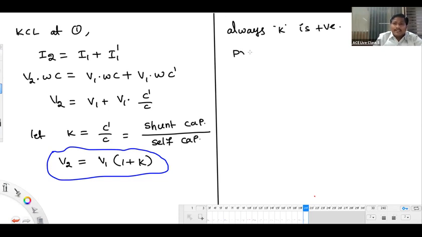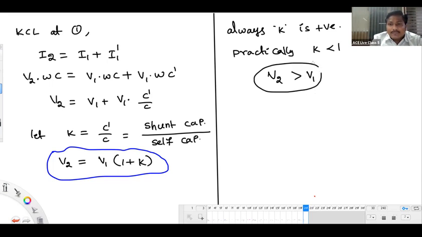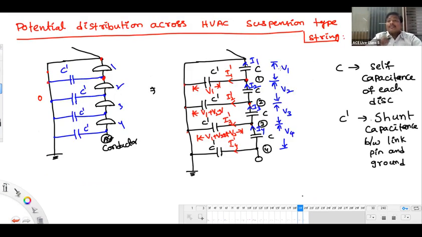You write here, practically speaking, K will be less than 1. So whatever it is, K is positive. So 1 plus some number into V1 equals V2. So definitely the disk 2 potential is greater compared to the disk 1 potential. All of you getting it? V2 greater than V1.